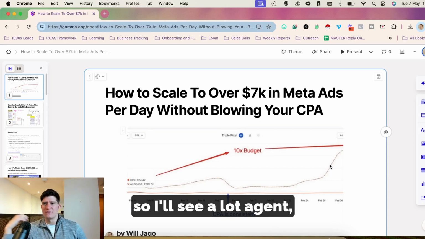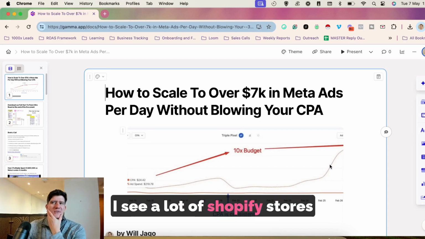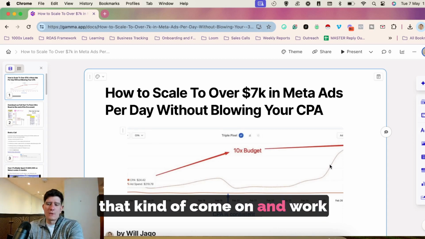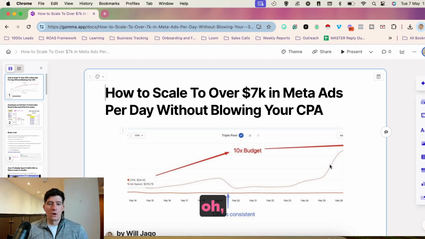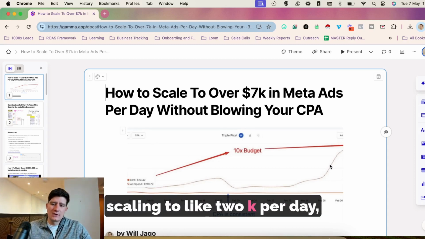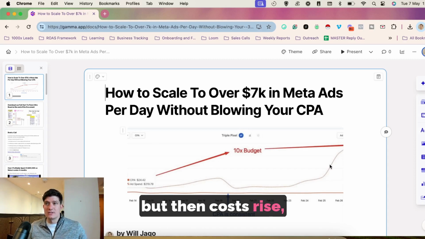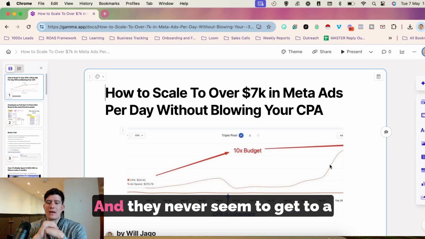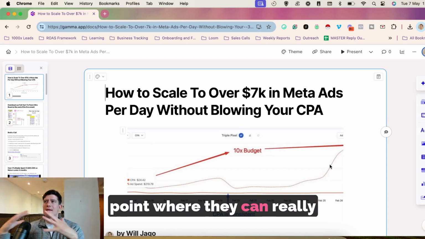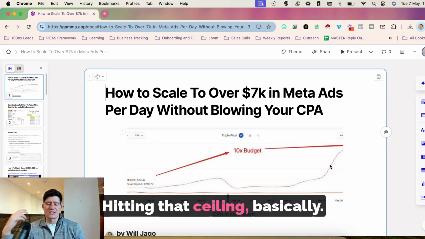I see a lot of Shopify stores come on and work with us, but they say, oh, we get to a point where we're scaling to like 2K per day, but then costs rise, so we need to bring it down. And they never seem to get past that, hitting that ceiling, basically.